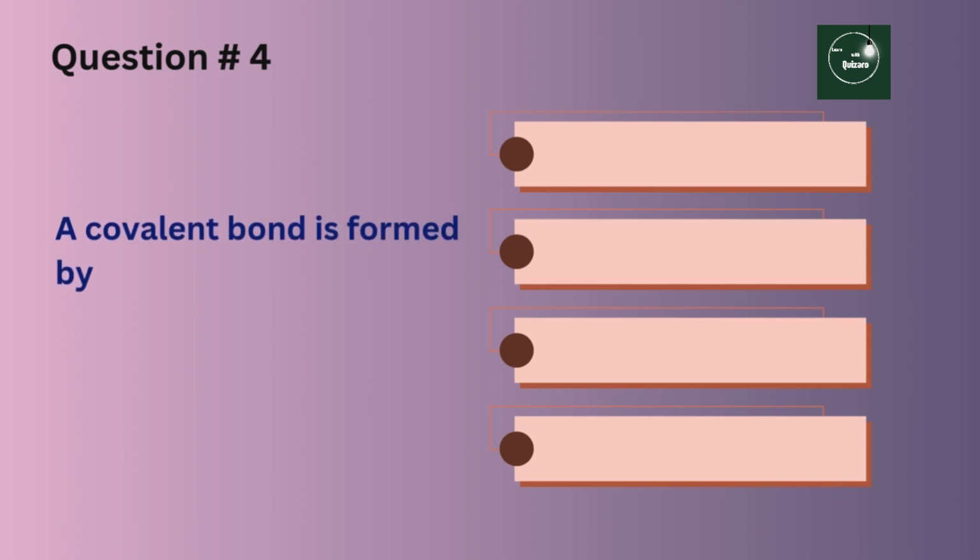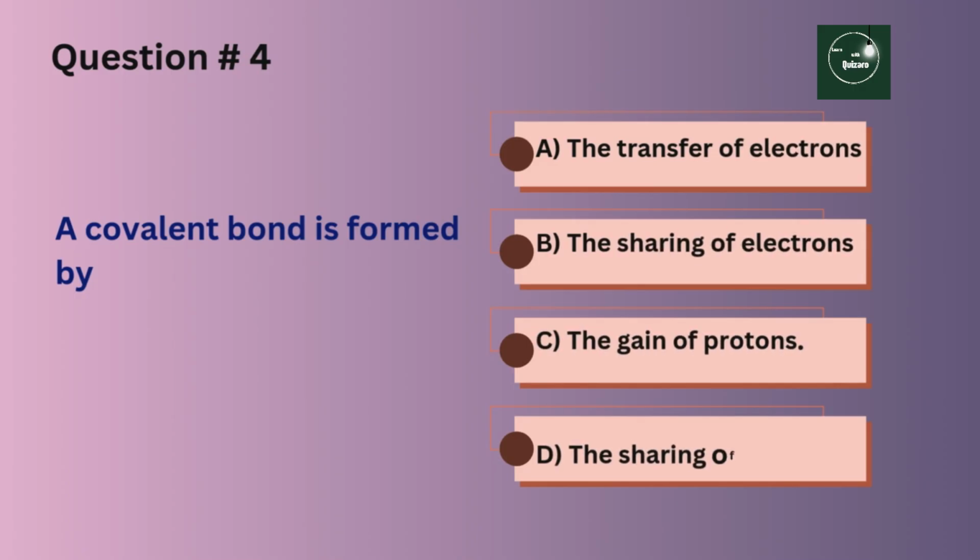Question number 4. A covalent bond is formed by A. The transfer of electrons. B. The sharing of electrons. C. The gain of protons. D. The sharing of protons.